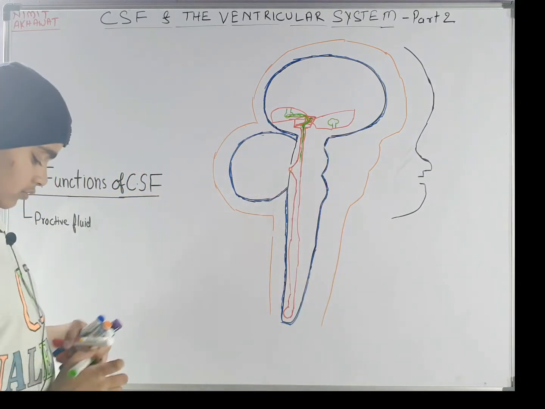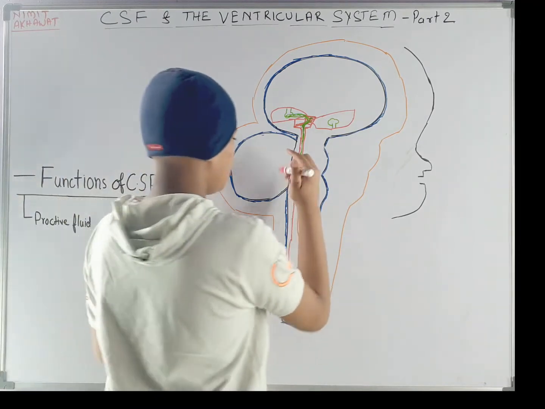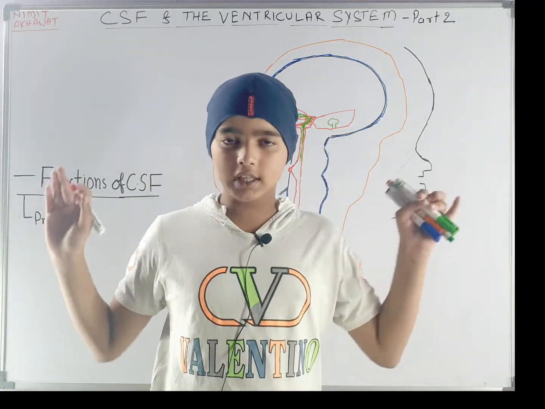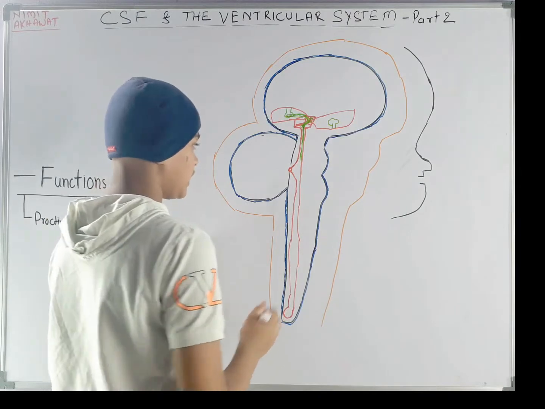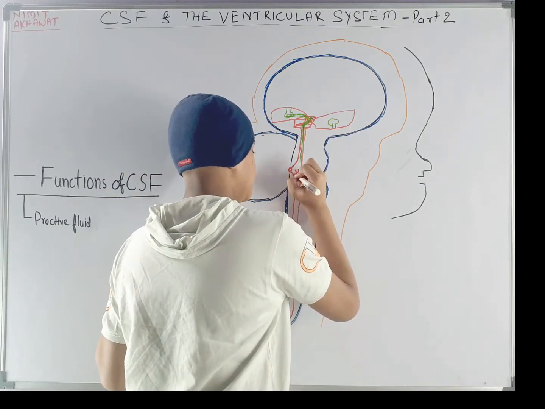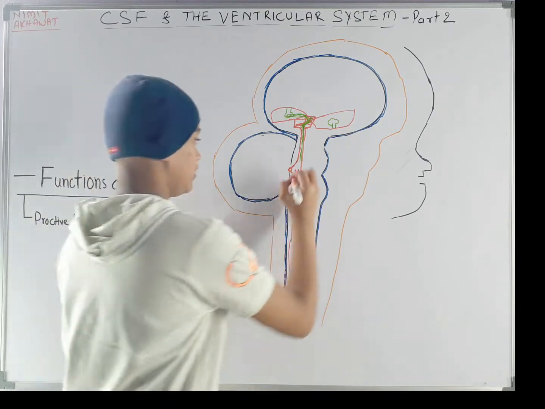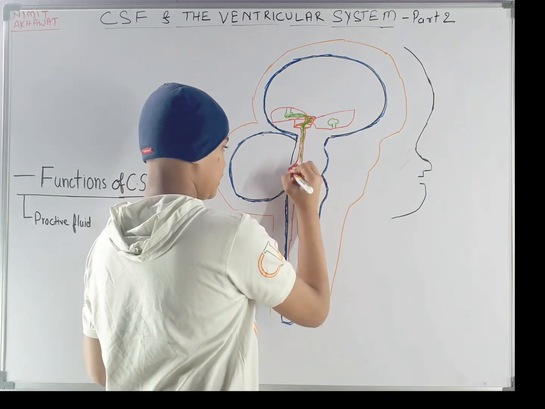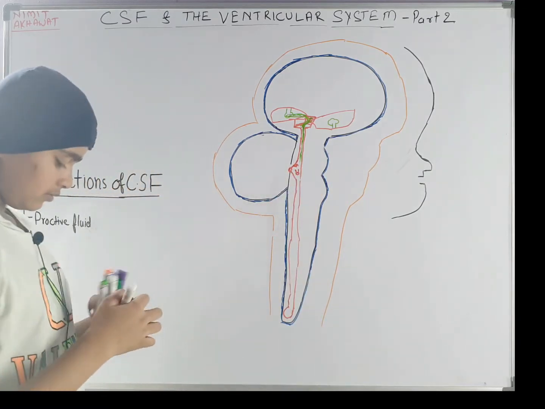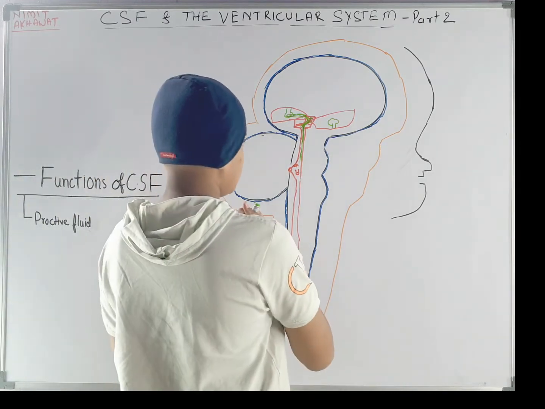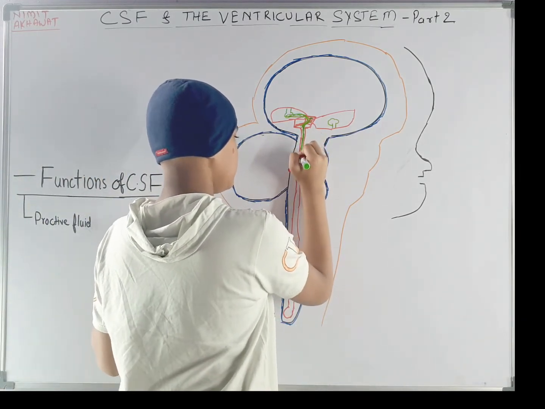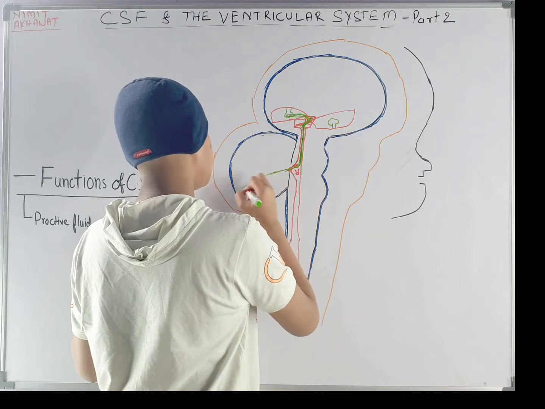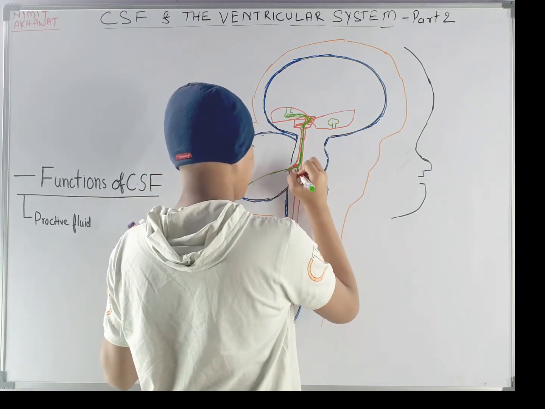And here the fourth ventricle has three foramina. Two foramina of Luschka are present at the lateral side of the fourth ventricle, and the foramen of Magendie is present at the posterior side of the fourth ventricle. So here is the foramen of Magendie and here are the foramina of Luschka. And CSF from the cerebral aqueduct moves into the subarachnoid space through these foramina.